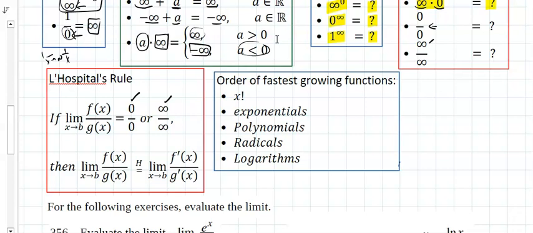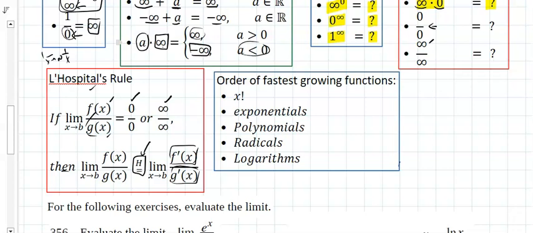Now, L'Hopital's rule states, if you take the limit of two functions divided, f of x divided by g of x, and you throw b in, if you get 0 over 0 or infinity over infinity, then this limit will equal, and every time you use L'Hopital, you put an H on the equal sign, the limit as x approaches b of the derivative of the top function divided by the derivative of the bottom function. This is not the quotient rule, and that's L'Hopital's rule. This is probably the most used rule in this class, your next semester, and third semester calculus.